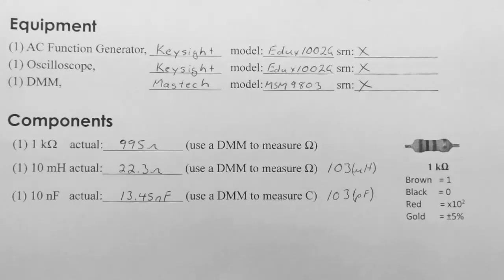Under components, I've gone ahead and measured my 1 k ohm resistor, and it's 995 ohms. The 10 millihenry inductor's DC coil resistance was 22.3 ohms. A 10 millihenry inductor is labeled 103, and 103 is in microhenries, so 10 millihenries is 10^3 microhenries. The 10 nanofarad capacitor measured in at 13.45 nanofarads.